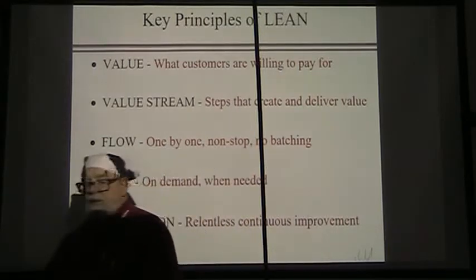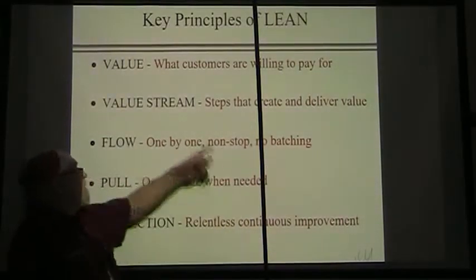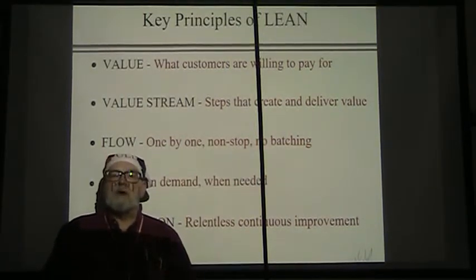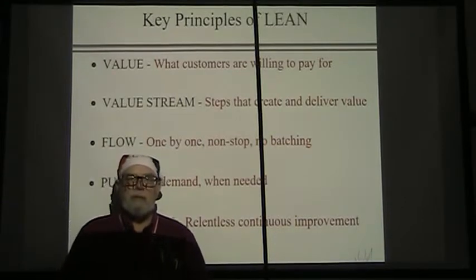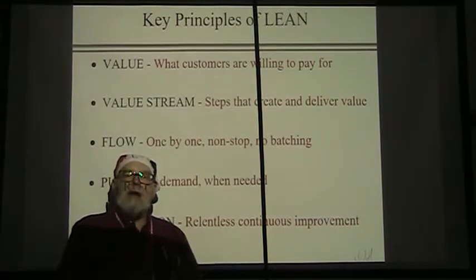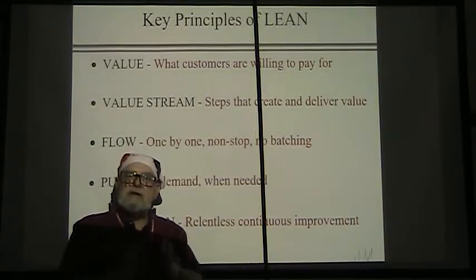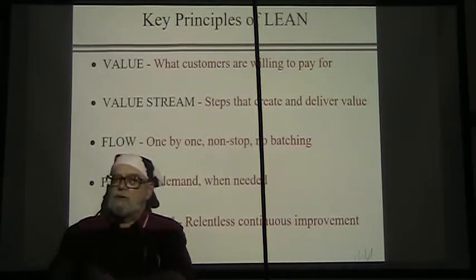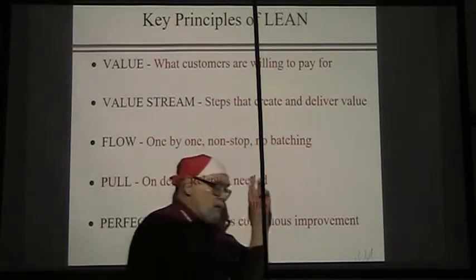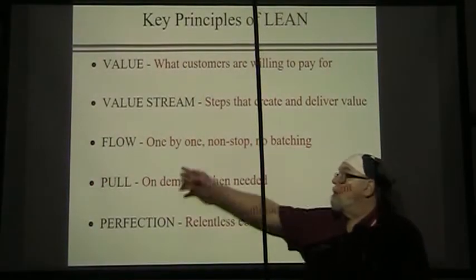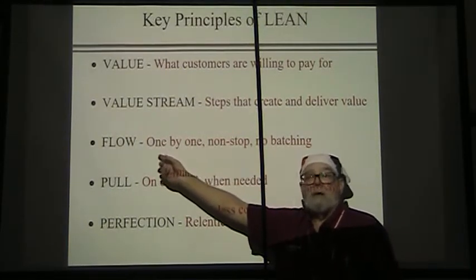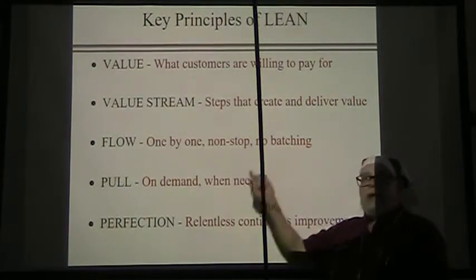All right, so our key principles of lean. The first is value. Value is what the customers are willing to pay for. The second is the value stream. That is the steps that we take to put together the product or the service that the customers value. Our third principle is flow. We prefer to do things one piece at a time without stopping and batching.